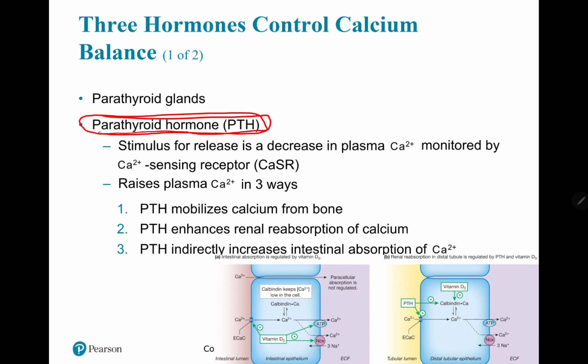And so they're going to do a few things. They're going to enhance renal absorption of calcium. They're going to indirectly help to increase intestinal absorption of calcium too, by promoting the synthesis of calcitriol, which is vitamin D. Vitamin D goes from the kidneys to the intestines, and in the intestines, vitamin D helps with the uptake of calcium, and that's how we can increase calcium absorption into the body and thus increase plasma calcium levels.